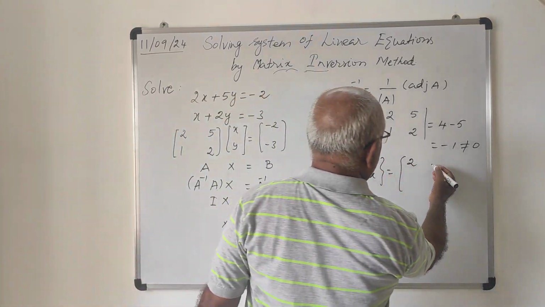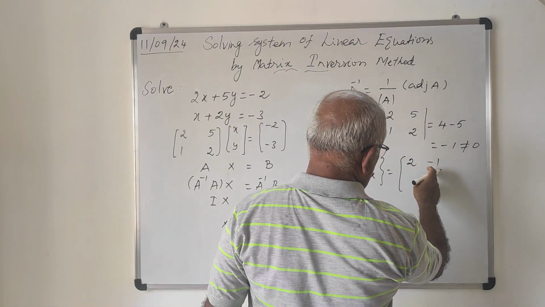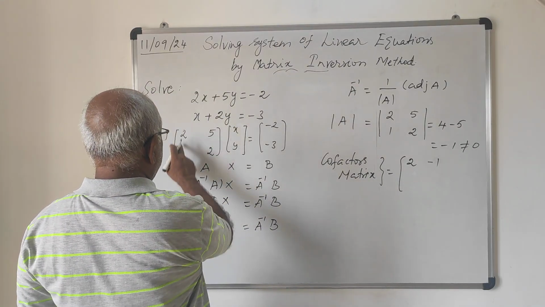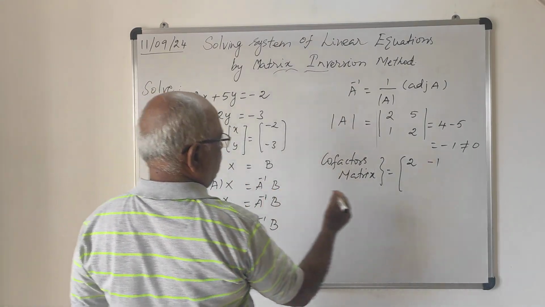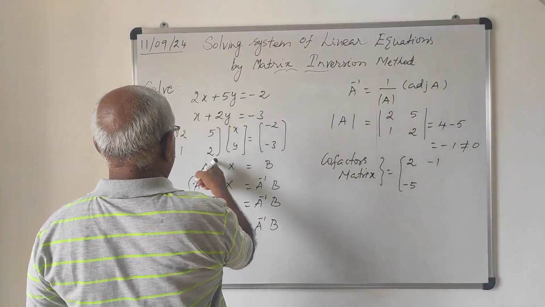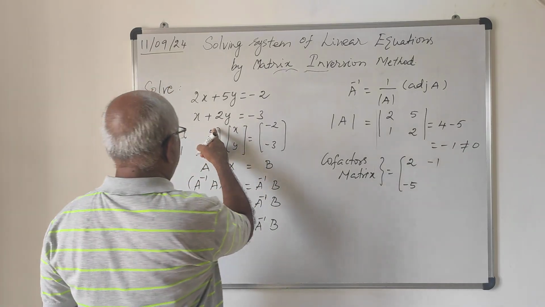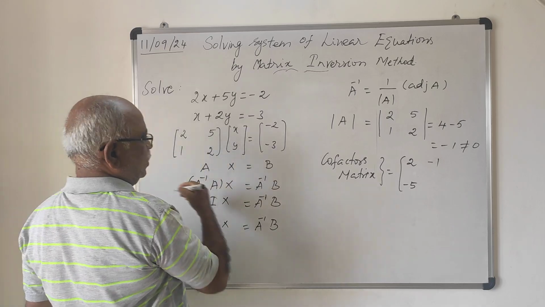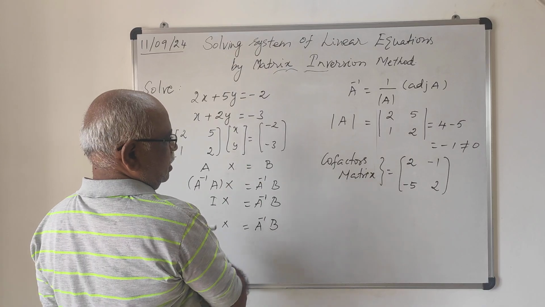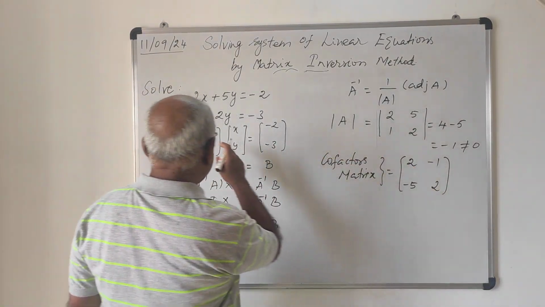The sign is minus, because it is A12. The element in the first column is 5, and it is also in minus sign. The sign pattern is plus, minus, minus, plus. The cofactor of 2 is obtained by eliminating its row and column, and we will get 2. So this is the cofactor matrix of A. The cofactors of A are just interchanging the principal diagonal elements and changing the signs.